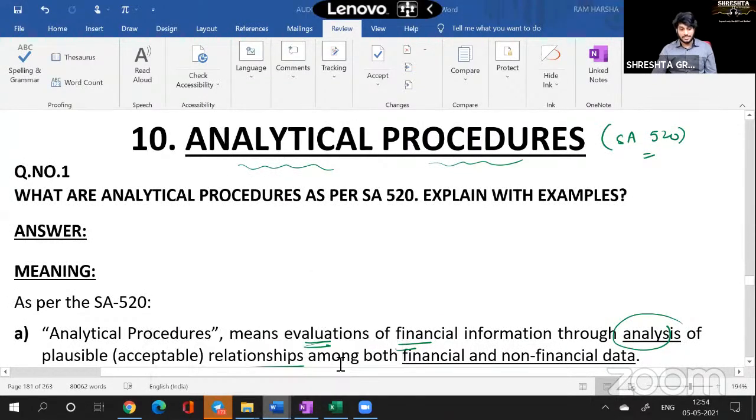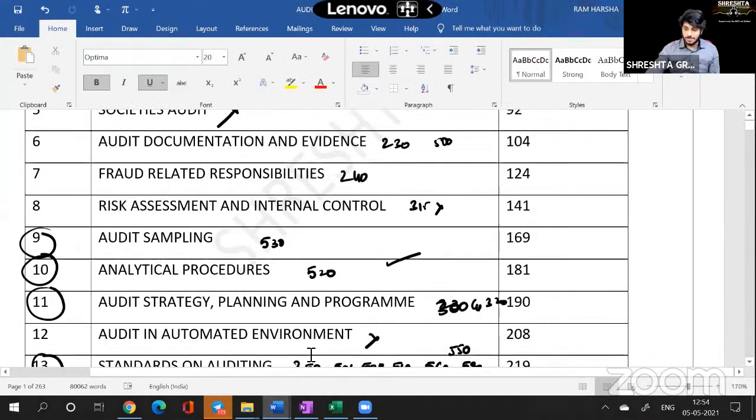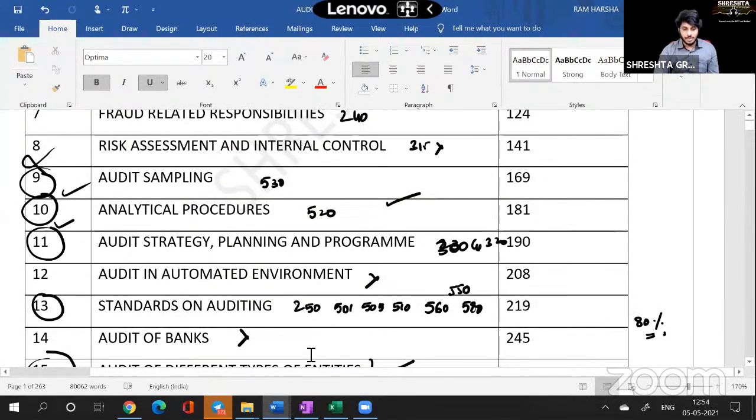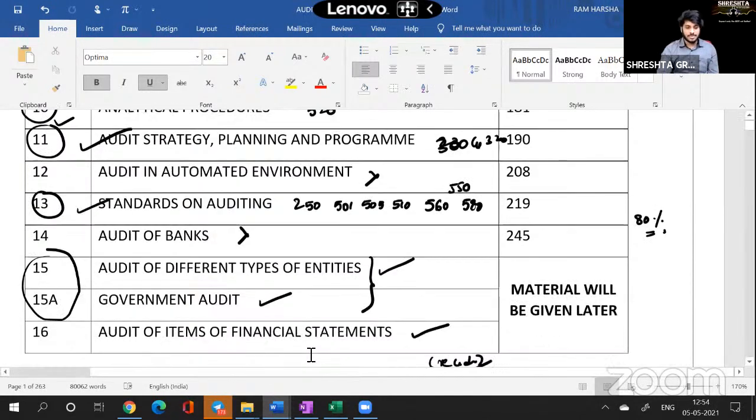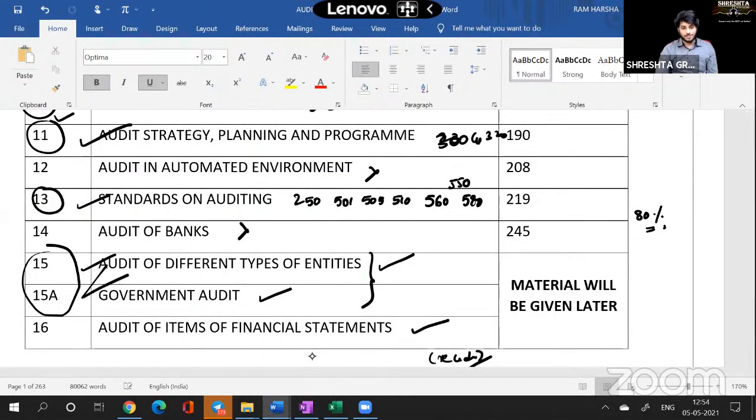We have almost covered 10 chapters. If you observe, sampling is completed and analytical is completed. Risk assessment is the only chapter which we didn't discuss. I'm telling you, I cannot discuss it also. Tomorrow I'm going to cover strategy, and I'm going to start standards tomorrow itself, and the day after, these 2 chapters. With the day after tomorrow, we will close with last minute revision sessions. Totally 8 days it will be, almost 18 to 20 hours.